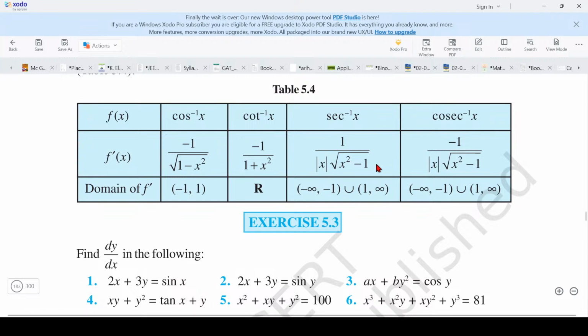Okay, now you notice one thing. Here there is a mod x, right? It's not directly x. Why is it putting a mod here?